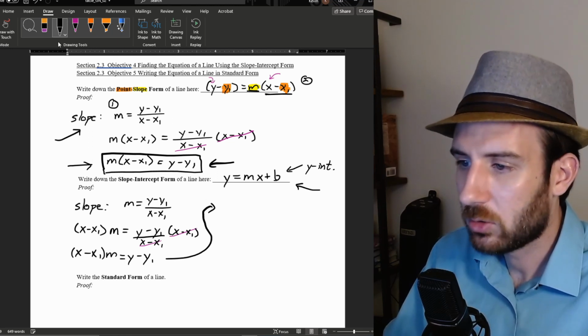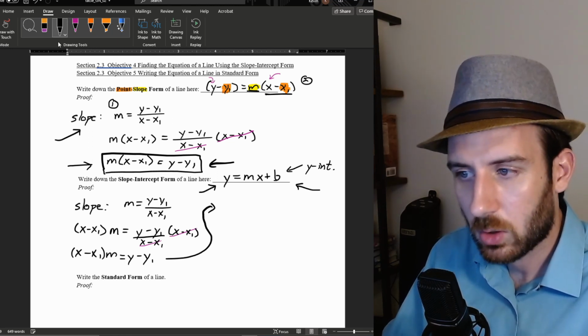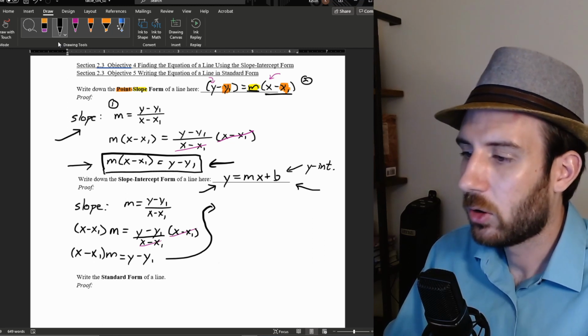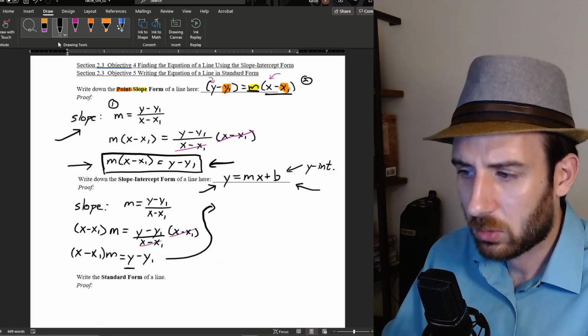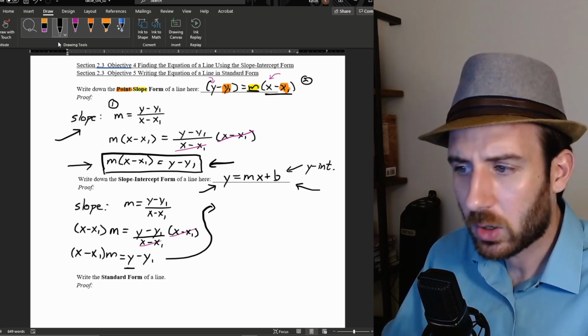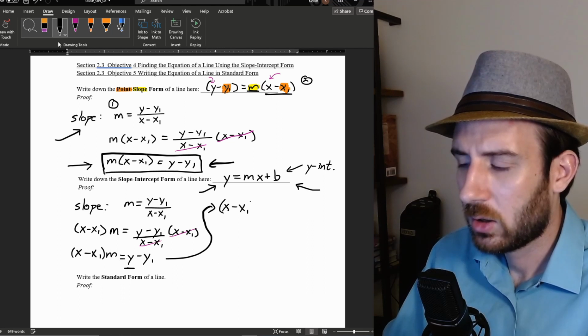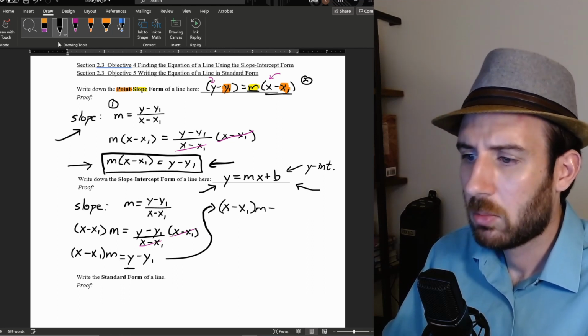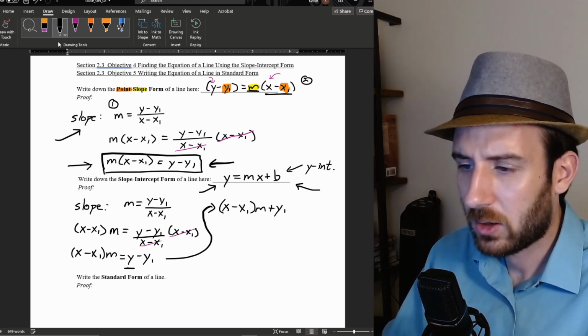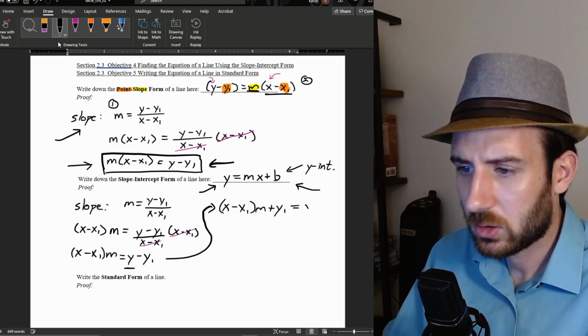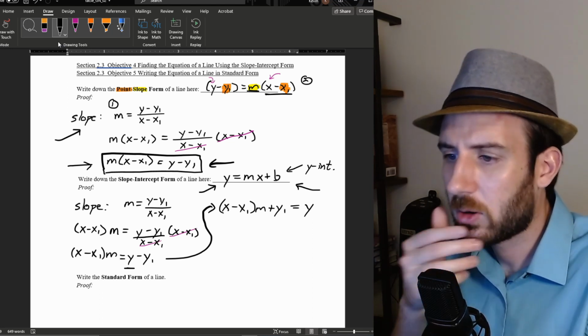Let's see, what else do I need to do to make it look similar? I think I need to get y alone. Notice that y is alone up here. So let's get rid of the minus y1. We'll add y1 to both sides. So that'll be x minus x1 times m plus y1. I'm going to add it to the right-hand side and the left-hand side equally. That gives me y. That looks pretty good.